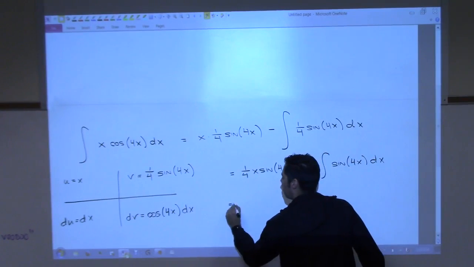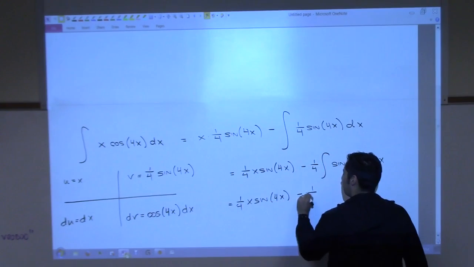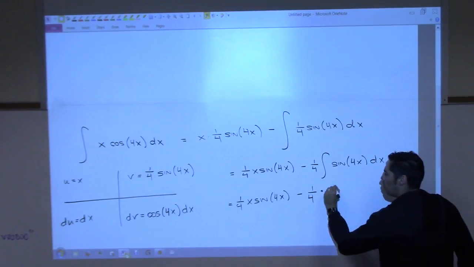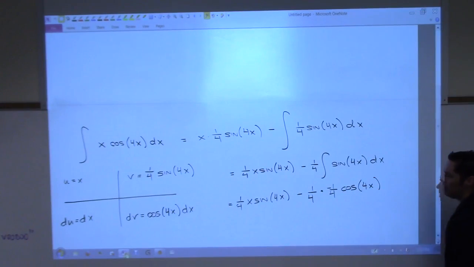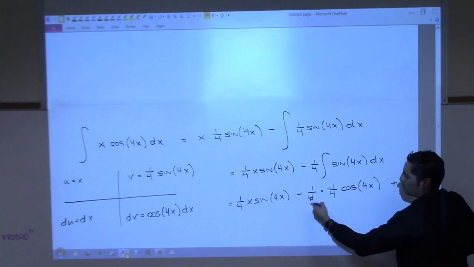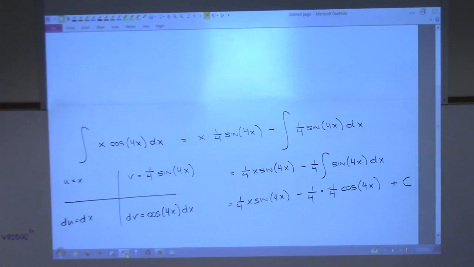So we have 1/4 x sine 4x minus 1/4 times whatever the antiderivative of this is, which you just said was negative 1/4 cosine of 4x, and then I'm missing one thing, plus c. So, is that it? We just box it up? Well, I'm going to clean this up. This is multiplication, and that's a negative times a negative, so I can make that a plus. But then I'll be done. Any questions? Sure? Okay.